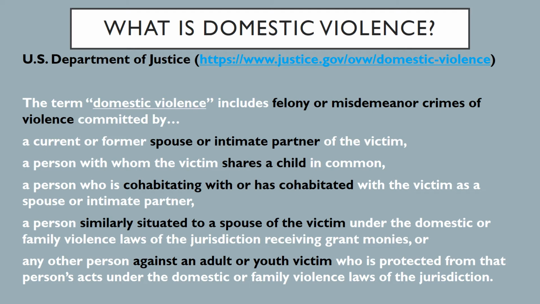So we start with the United States of America. If we're going to define domestic violence, where should we go? Well, let's go straight to our federal government. So the U.S. Department of Justice, and you can see a link here at the top of the slide, defines domestic violence in the following manner. It says, the term domestic violence includes felony or misdemeanor crimes of violence committed by, and then there's a laundry list of the potential offenders and who the potential victims could be.